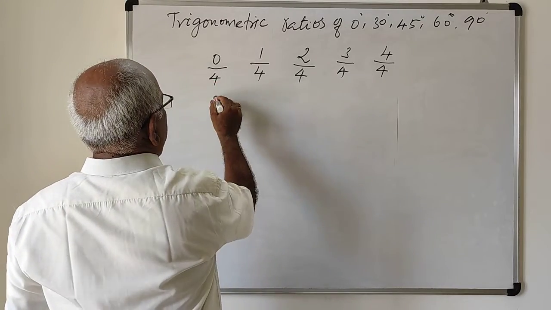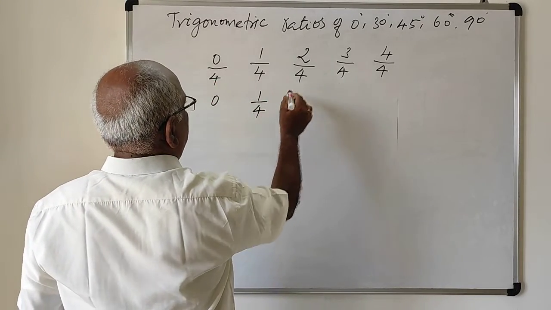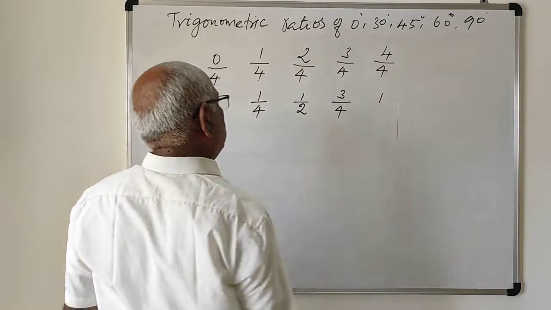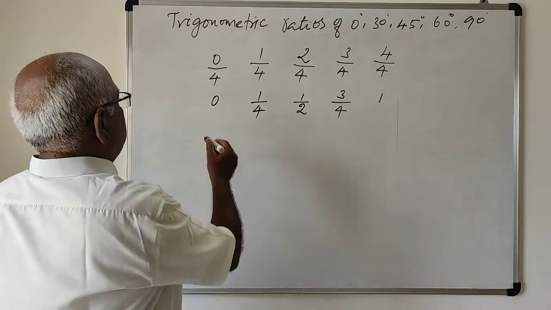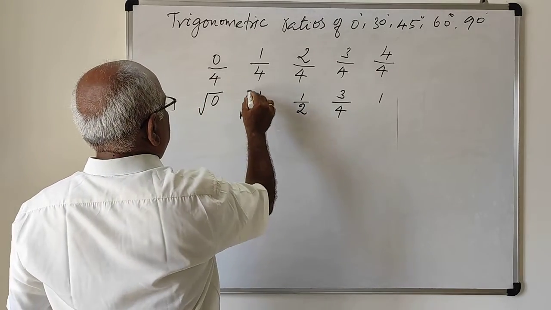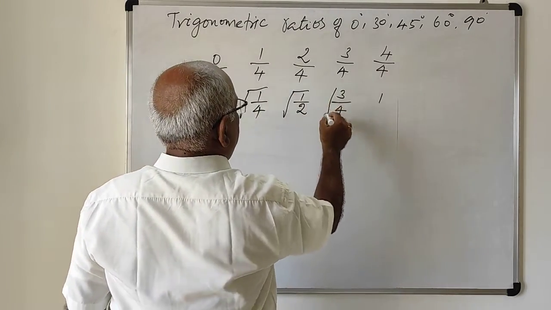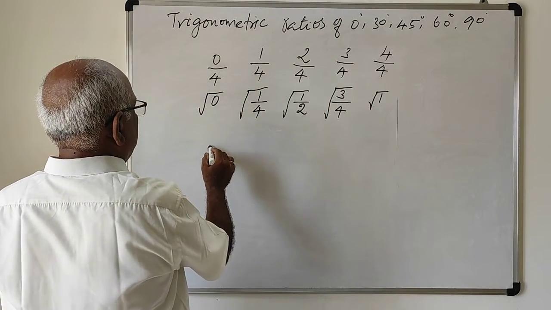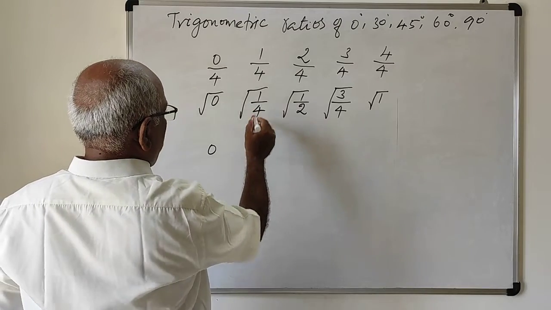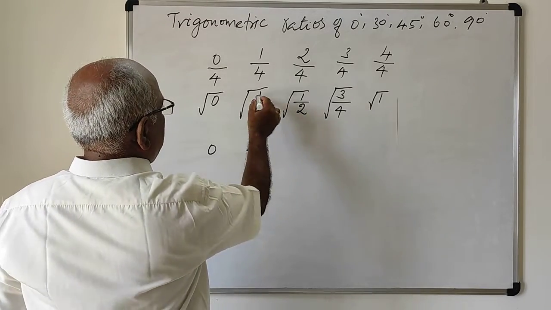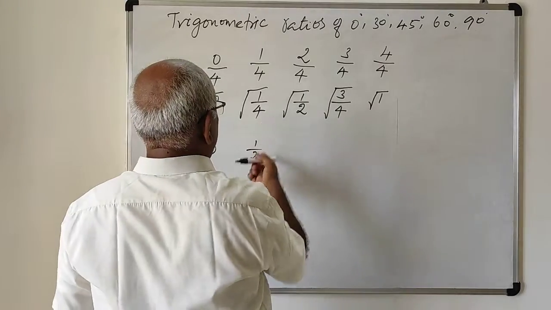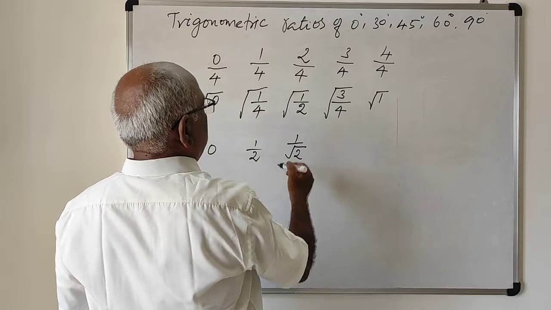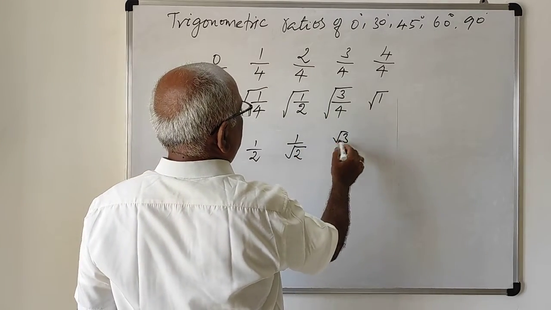Like that. 0 by 4 is 0, you know. 1 by 4 is 1 by 4 only. 2 by 4 is 1 by 2. 3 by 4 is 3 by 4 itself and 4 by 4 is 1. At this stage, you take the square root of each number. Square root of 0 is 0. Square root of 1 by 4 is square root of 1 is 1, square root of 4 is 2, so 1 by 2. Square root of 1 by 2 is 1 by root 2. And this is root 3 by 2.